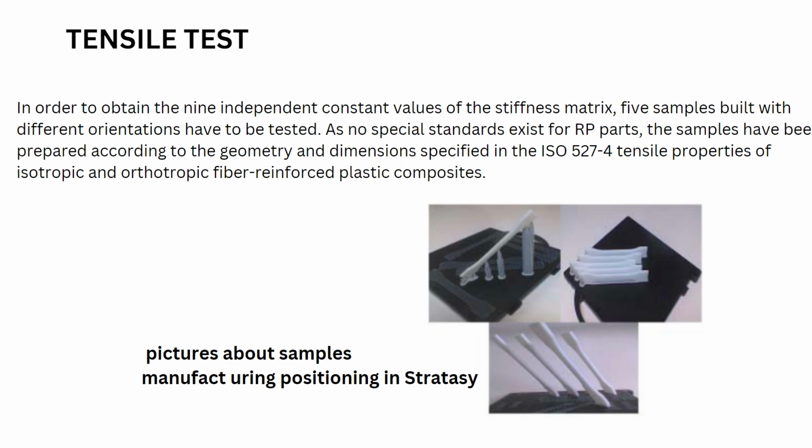In order to obtain the nine independent constant values of the stiffness matrix, five samples built with different orientations have to be tested. As no special standard exists for RP parts, the samples have been prepared according to the geometry and dimensions specified in the ISO standards for tensile properties of isotropic and orthotropic fiber reinforced plastic composites. In this diagram, we can see the sample manufacturing position and strategy.